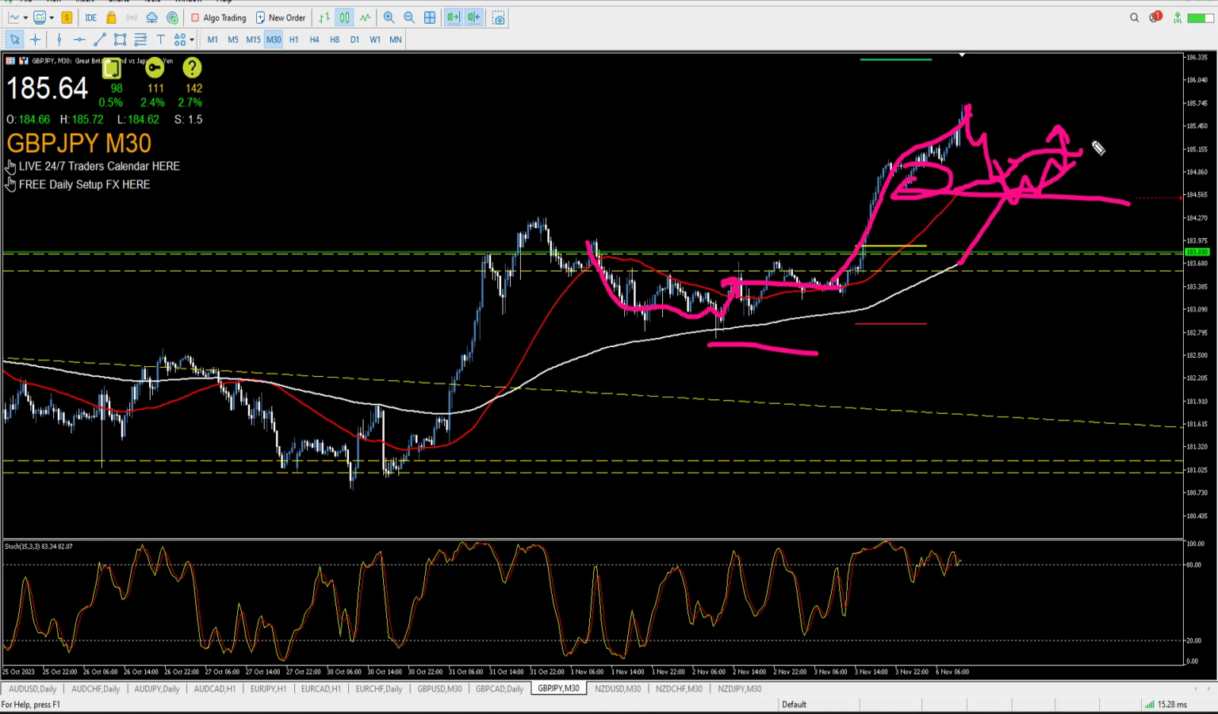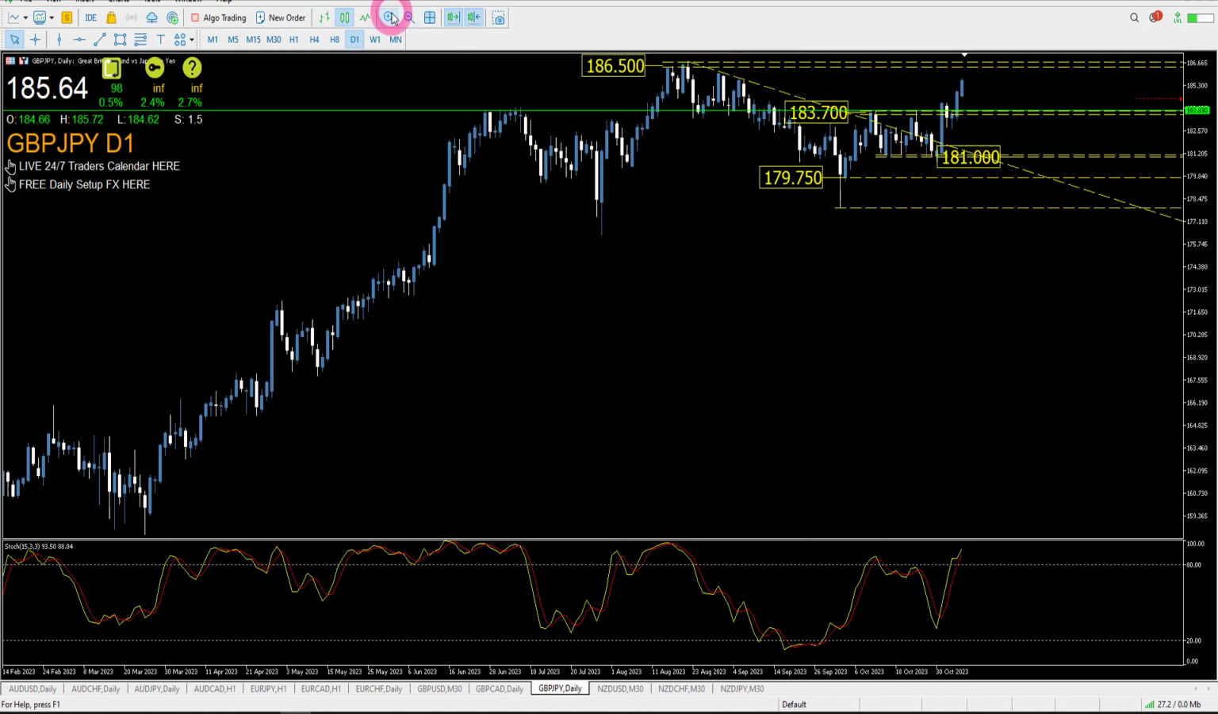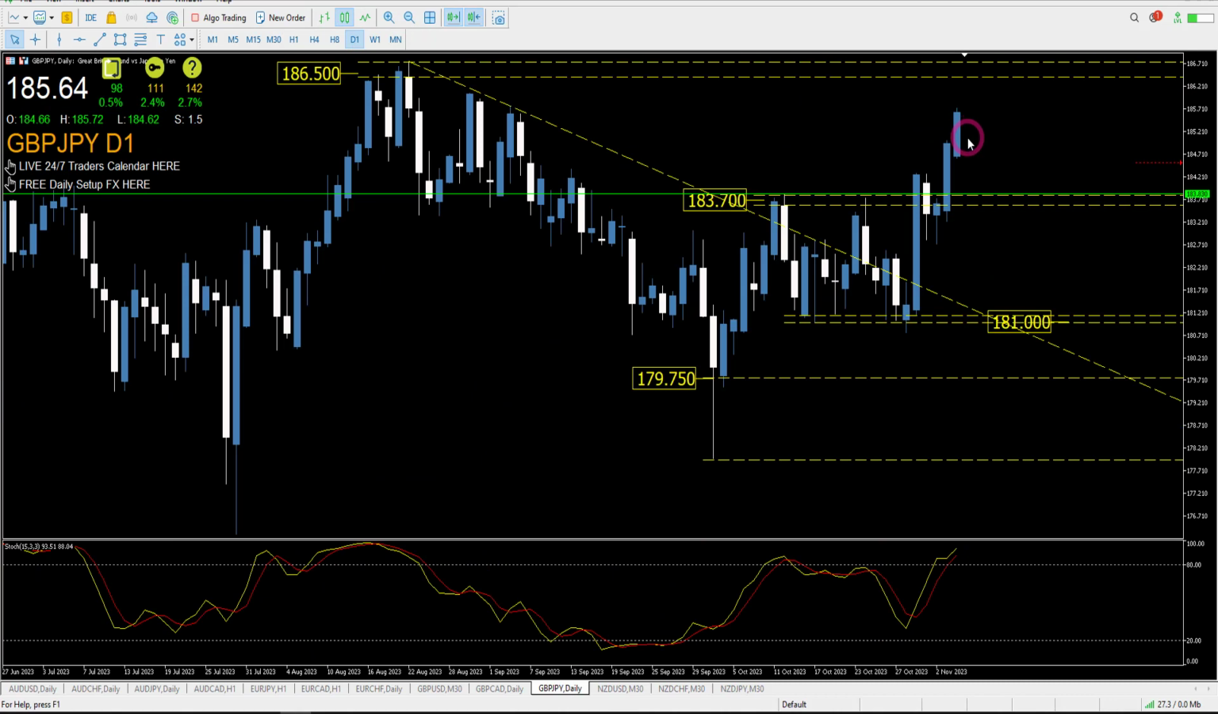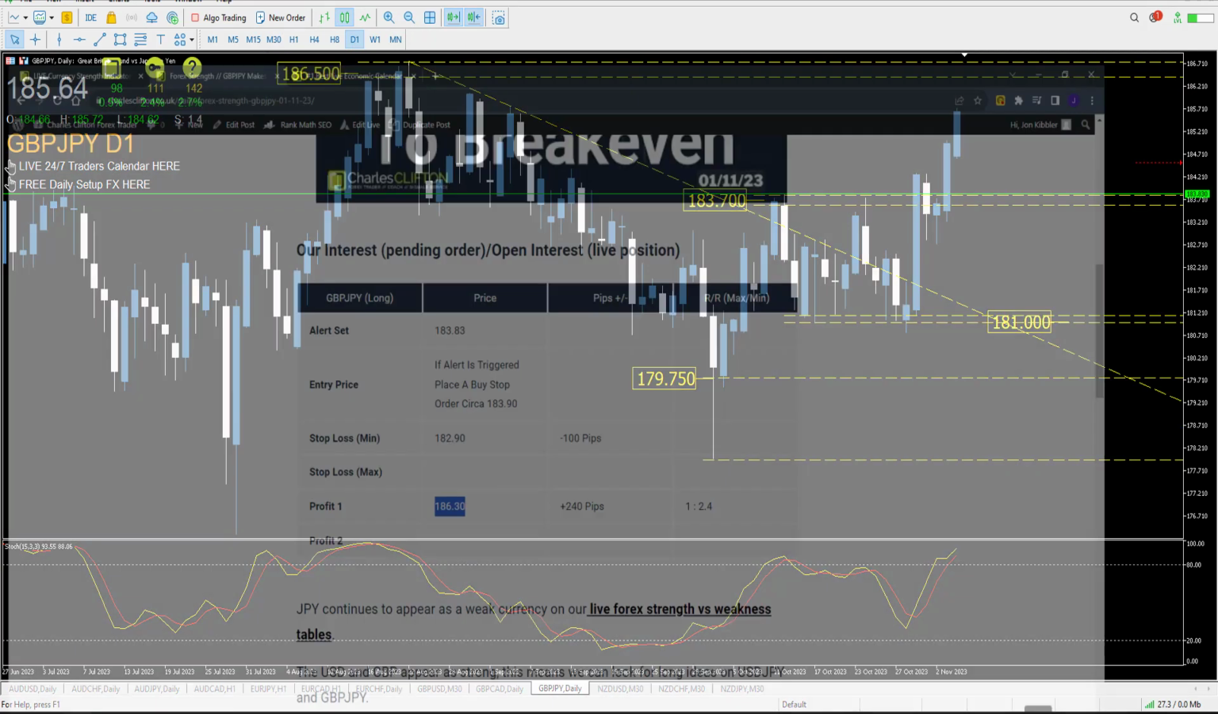Break back above the 50 MA, we might get a last opportunity to jump in and move to the upside there. So definitely Pound Yen is one to keep our eyes on going into this week. I like the idea of a pullback continuation. There is some data coming up for the UK this week.